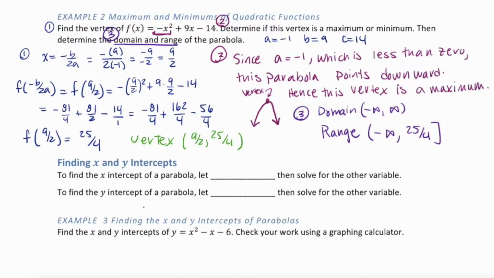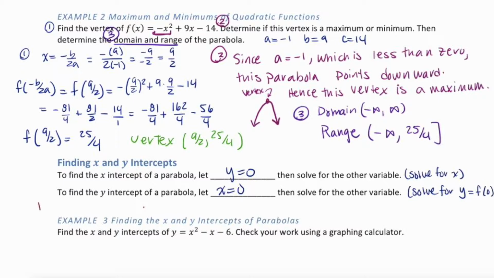Finding x and y intercepts. To find the x-intercept of a parabola, let y equal 0, then solve for the other variable, that is, solve for x. To find the y-intercept of a parabola, let x equal 0, then solve for the other variable. Solve for y, or if your function is written in function notation, you'd be solving for f of 0.